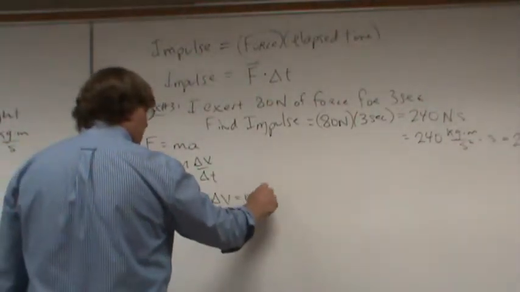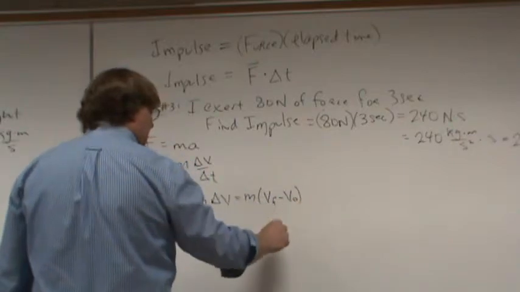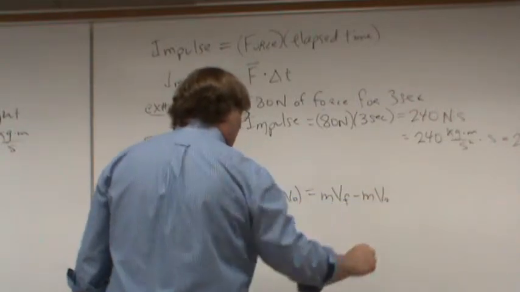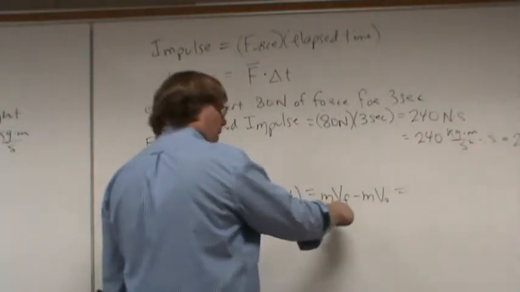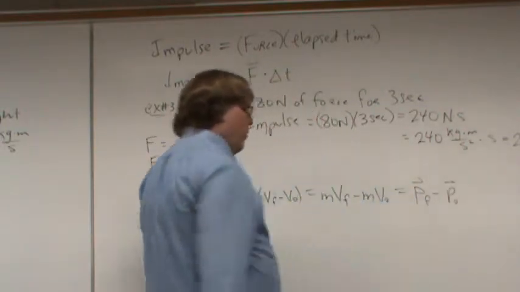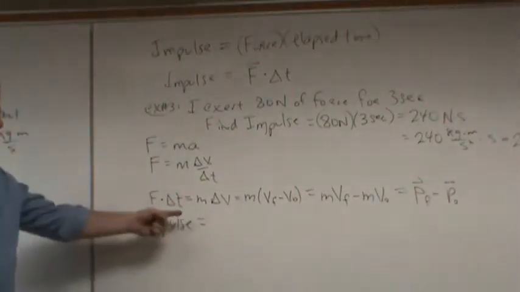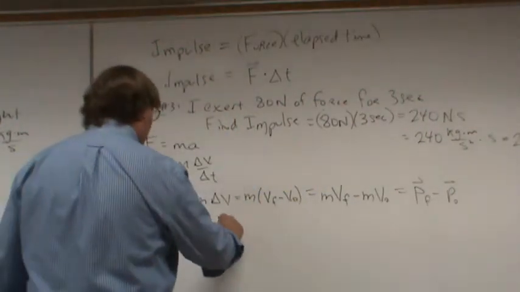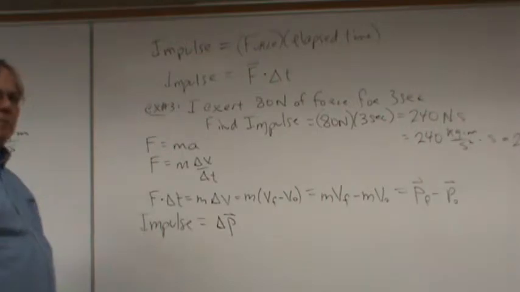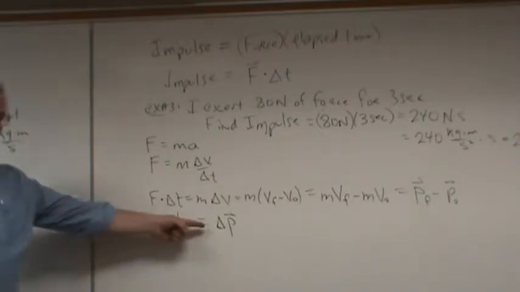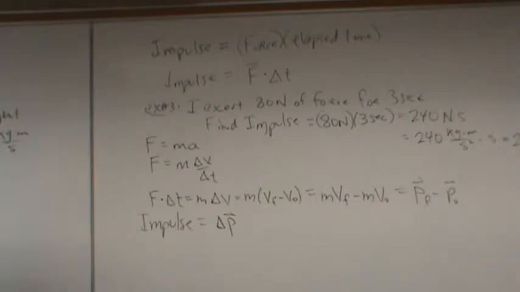Here, let's go ahead and work this out. Change in velocity is the final velocity minus the initial velocity. And so I got mass times the final velocity minus mass times the initial velocity, which means mass times final velocity would be my final momentum, and mass times initial velocity would be my initial momentum. So really, impulse isn't equal to momentum. What's impulse equal to? Yeah, change in momentum. Impulse is equal to the change in momentum. If I want to change the momentum of a system, I'm going to have to exert an impulse on it, and the impulse will be equal to the change in momentum of the system.